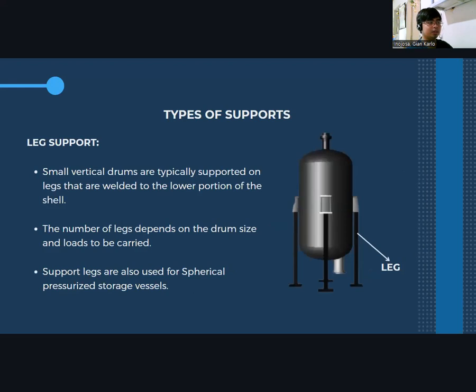Next is a leg support. In small vertical drums are typically supported on legs that are welded to the lower point ng ating vessel. Dito. So, the number of legs depends on the drum size ng ating drum size and loads to be carried. So, pag mas mabigat and mas malaking diameter ng ating pressure vessel, automatically, mas maraming legs na kailangan to support it. And support legs are also used for spherical pressurized storage vessels.